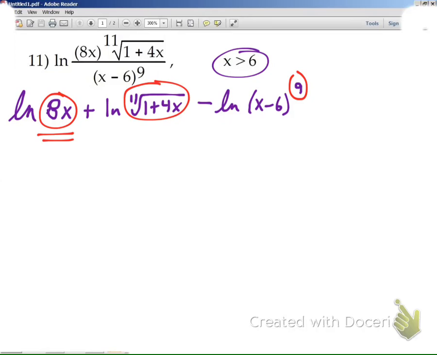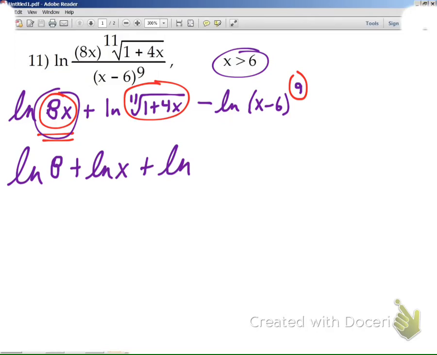So the log of this product here is the sum of the logs. So we have log of 8 plus log of x. And I'm saying log because it is a log. I know we normally say ln. Okay, plus the log of 1 plus 4x raised to the, now 11 is the root. Okay, and roots grow in the ground. So if roots grow in the ground and that fraction bar represents the ground, then a root must go underneath that. So in case you needed some way to remember that, there you go.